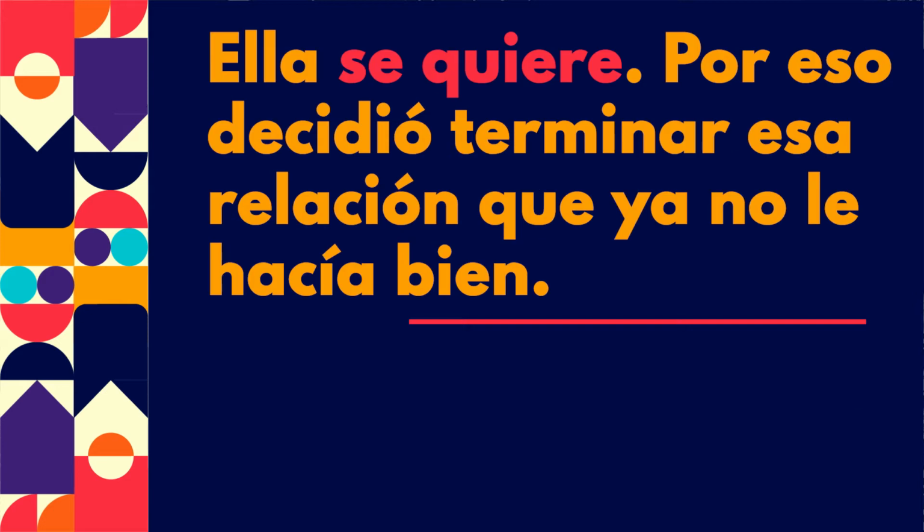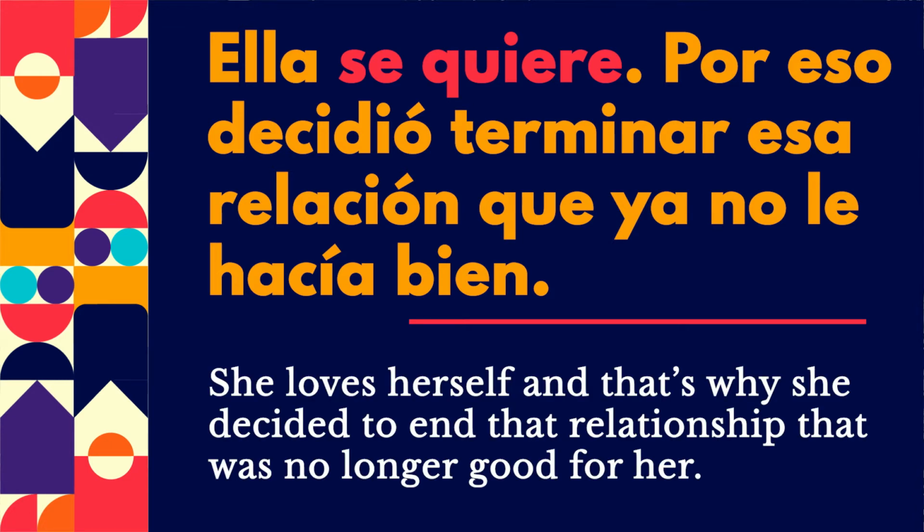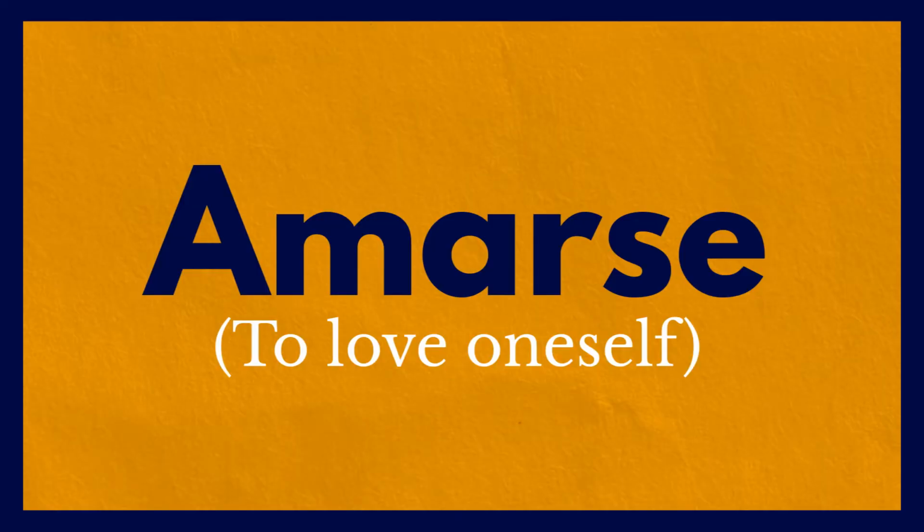Ella se quiere. Por eso decidió terminar esa relación que ya no le hacía bien. She loves herself, and that's why she decided to end that relationship that was no longer good for her. And for this context, we can also use the verb amarse, which means the same. In Spanish, we have both querer and amar for to love.